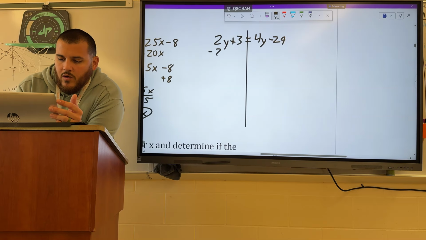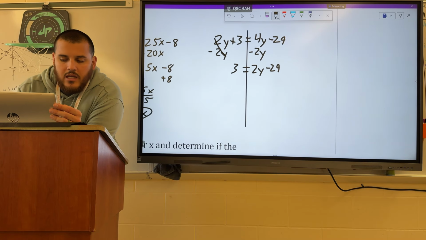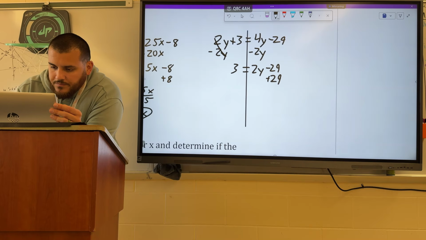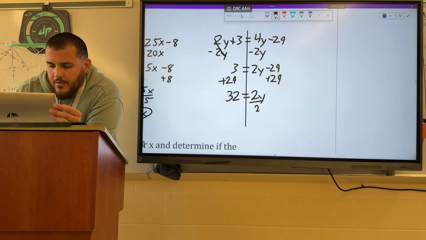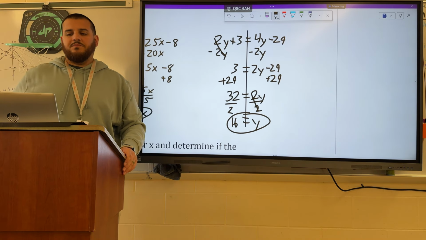Again, same idea. I want y's on the same side. I like moving the smallest amount of y's. Those cancel, leaving me with 3. I got 2y minus 29 on the right. I get 2y alone by adding 29 to both sides, that gives me 32 equals 2y. Then I can divide both sides by 2 to get y equals 16 in this example.